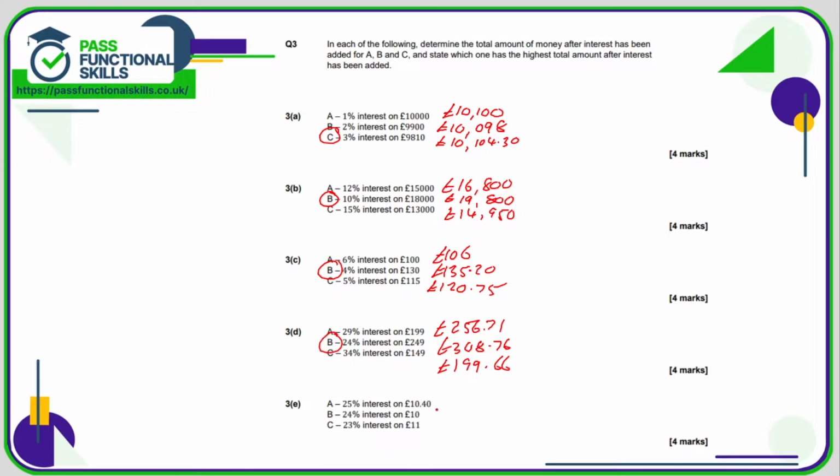And finally for E, it's going to be £10.40 multiplied by 1.25, £10 times 1.24, and £11 times 1.23. That will give us a total of £13, £12.40, and £13.53 respectively. So therefore option C is the greatest amount.